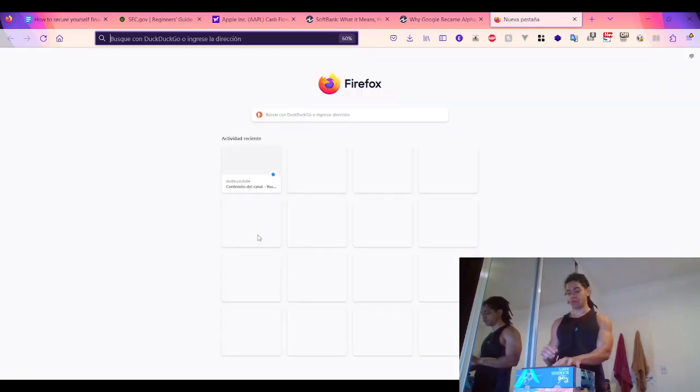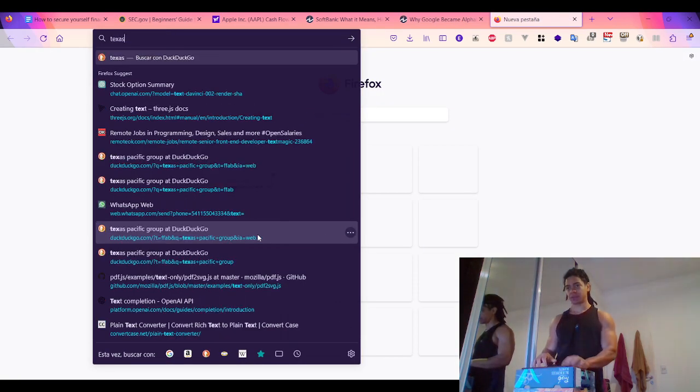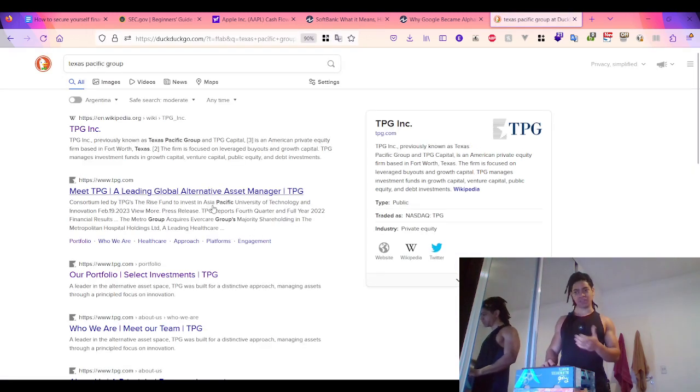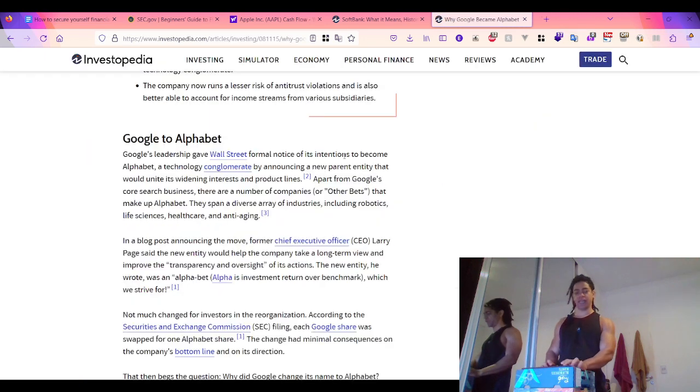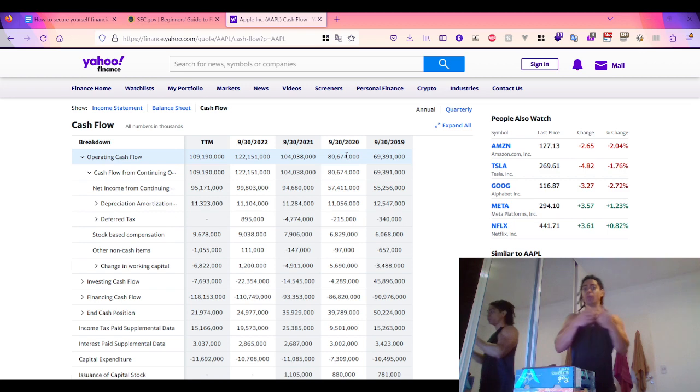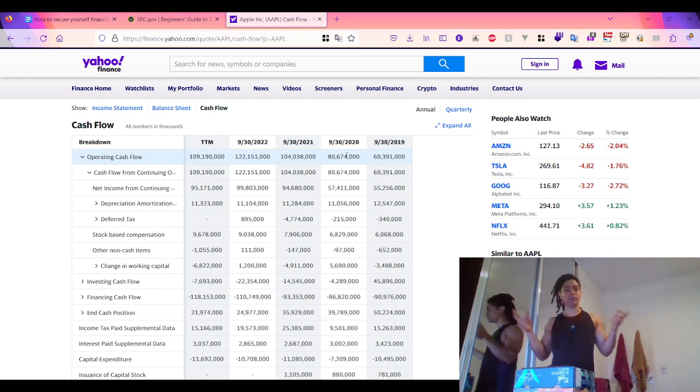Texas Pacific Group, which is a private equity firm that invests primarily in sectors like real estate and healthcare. So with that, okay, we're just talking about the most common operating assets on the operating activities in a business.